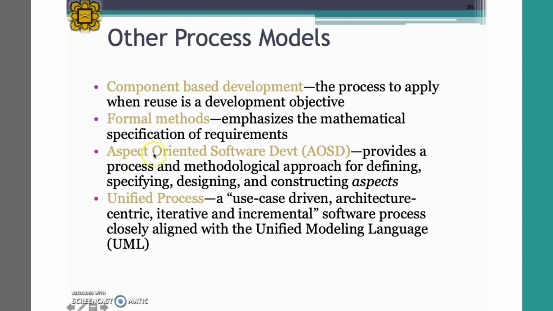The third one is aspect oriented. So this one is more about quality requirements. Okay, aspects like security or availability or reliability. So this is not very directly related to your course.